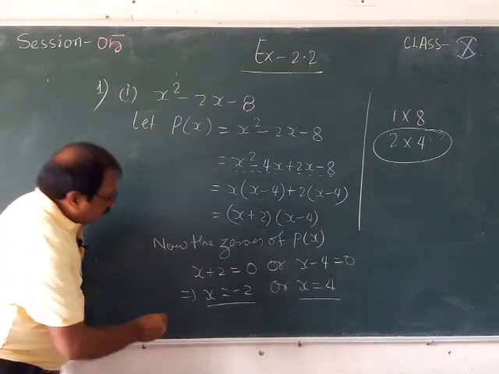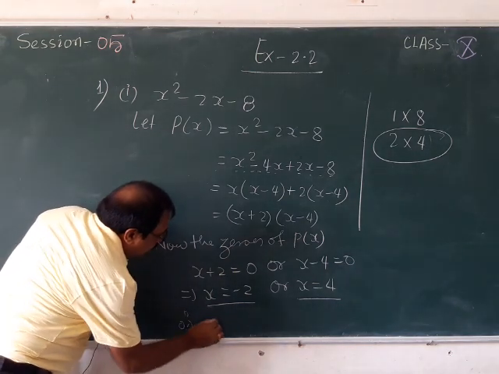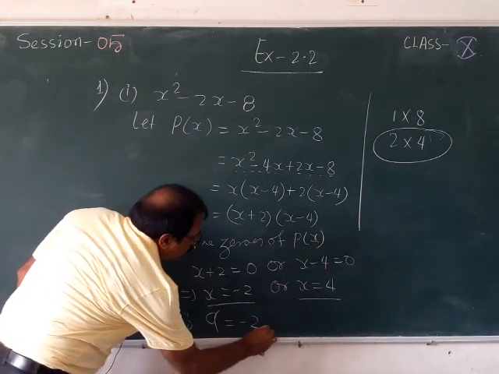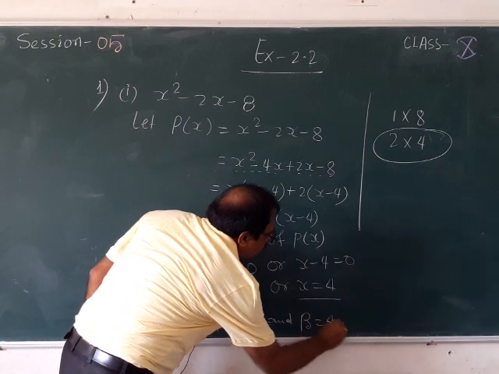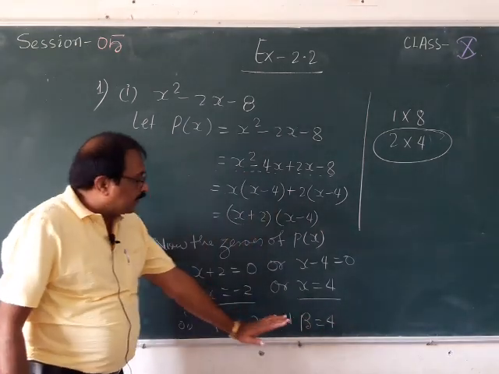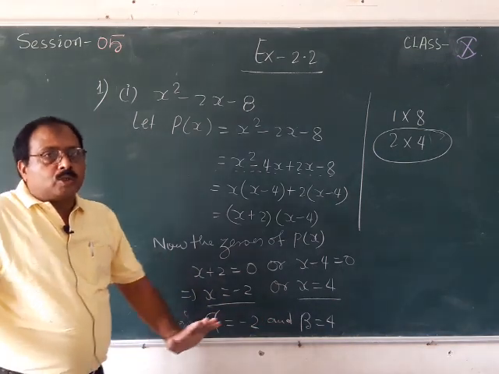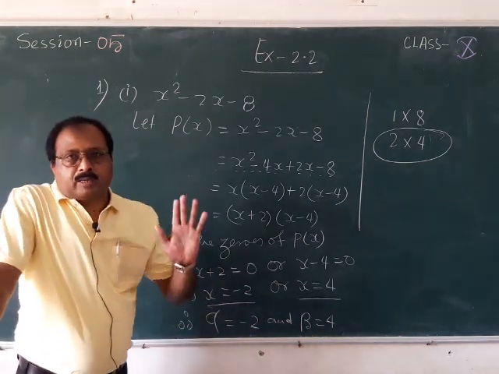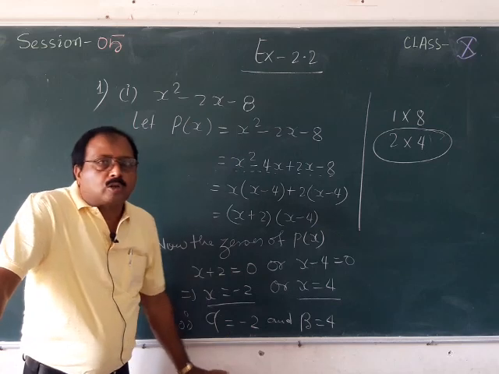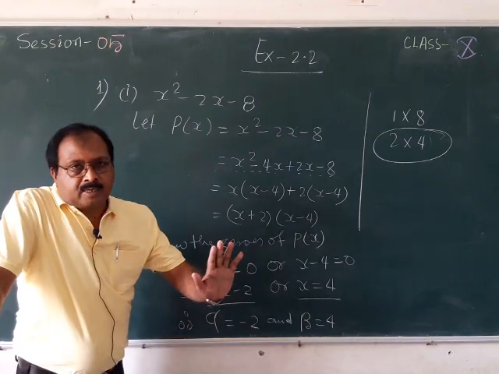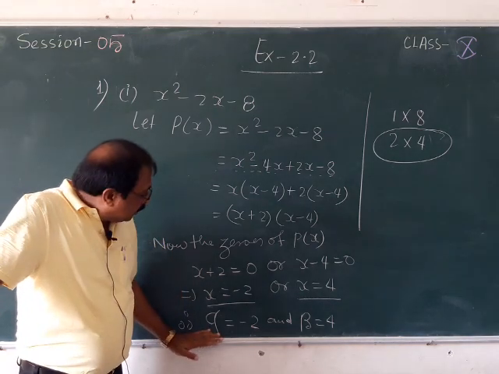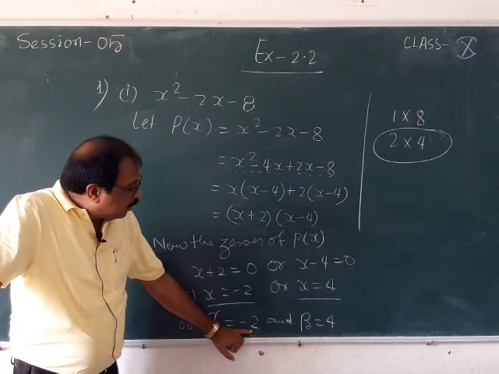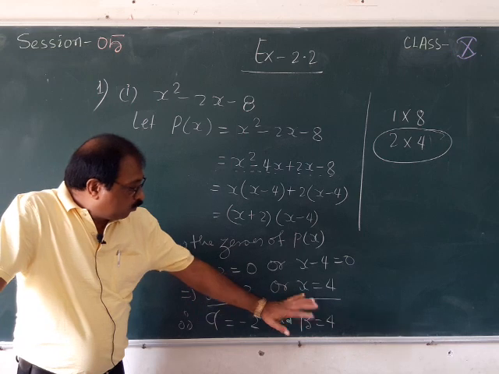Therefore, I can write here that alpha equal to minus 2 and beta equal to 4. That means alpha and beta are the roots of a quadratic polynomial. It is generally known as alpha and beta. So here the value of alpha is minus 2 and beta is 4.